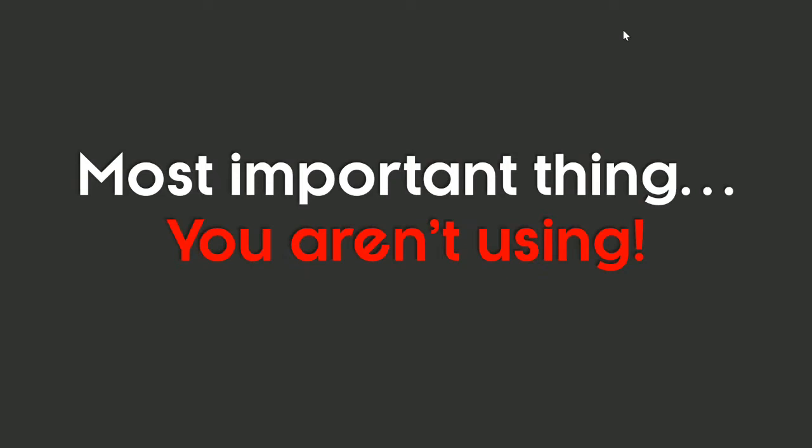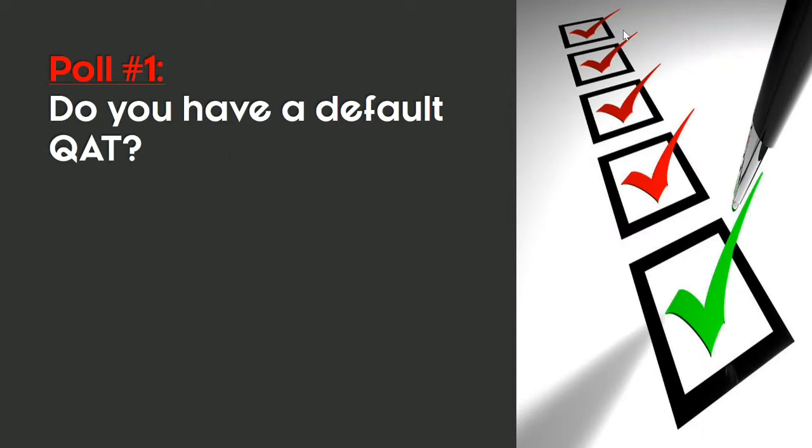So I want to quickly go through this. I'm not going to spend a lot of time here. We have more information about this in the handouts and links to resources if you don't even know what the QAT is. But let's just start out with a quick poll. Everyone's going to participate. And the question I'm going to ask, just hold on a second before we do any voting, is do you have a default QAT? So what is a default QAT?